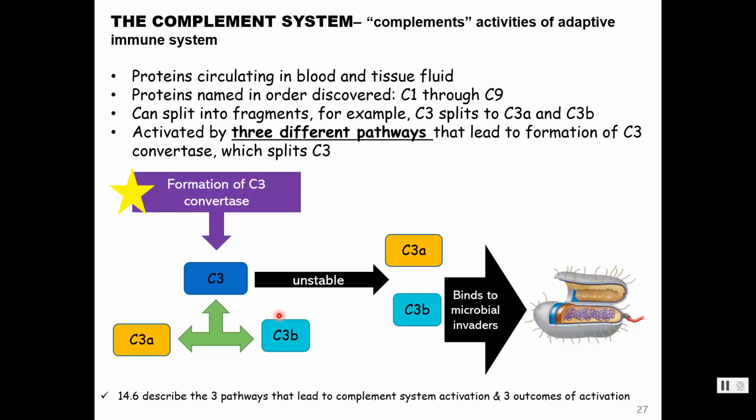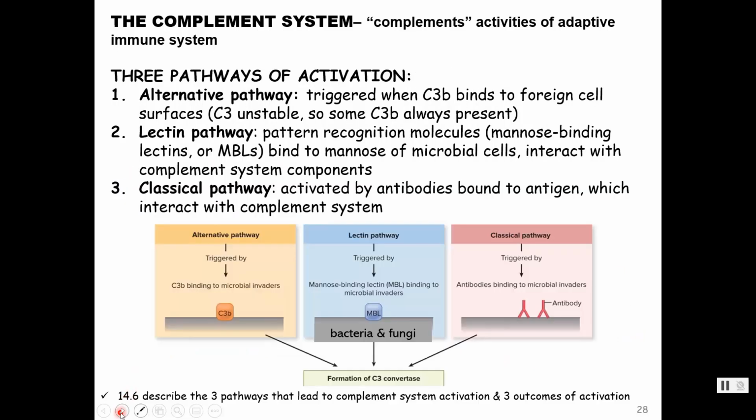Something I want to show you about C3 is that even in the absence of something triggering the complement cascade, C3 is somewhat unstable, and so it automatically splits into C3a and C3b. The idea is that C3b is going to bind to microbial invaders. So just tuck that away in your mind for a couple of minutes. Let's just take a look.